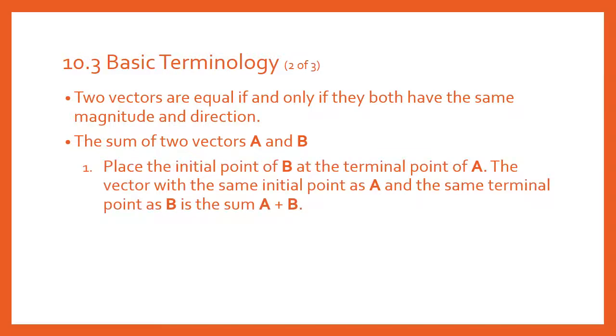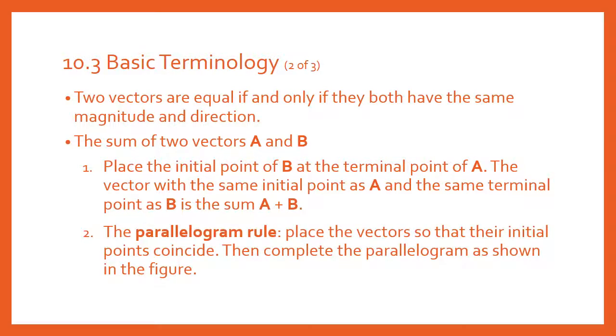You can add vectors together. How you do that is you place the initial point of B at the terminal point of A. The vector with the same initial point as A and the same terminal point of B is the sum A plus B. And the parallelogram rule says to place vectors so their initial points coincide and then complete a parallelogram.